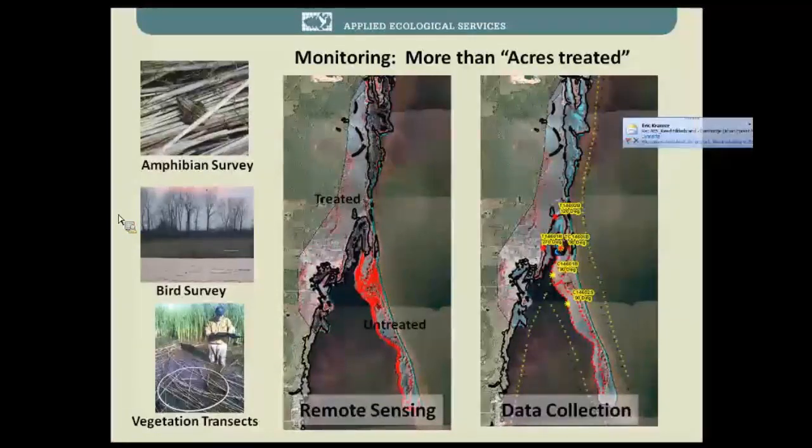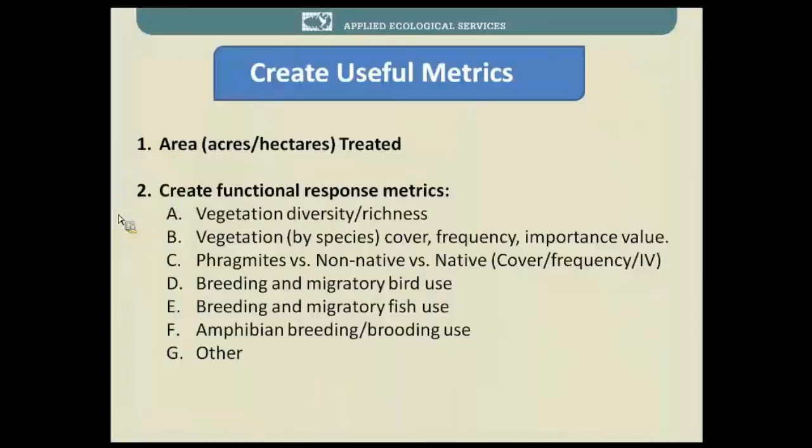Unfortunately, most of the metrics used to measure effectiveness of treatment have been focused on just measuring or reporting the acres that were treated. It really hasn't focused on understanding what's become of the acres treated. So what we and others have done, especially on Great Lakes projects, is look at birds and vegetation and amphibians and fish, and try to measure and use the diversity of these other groups, as opposed to just acres treated as a measurement.